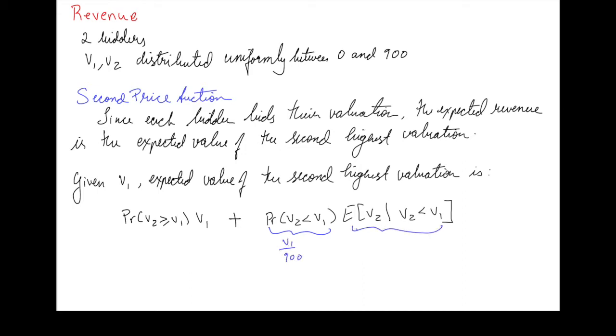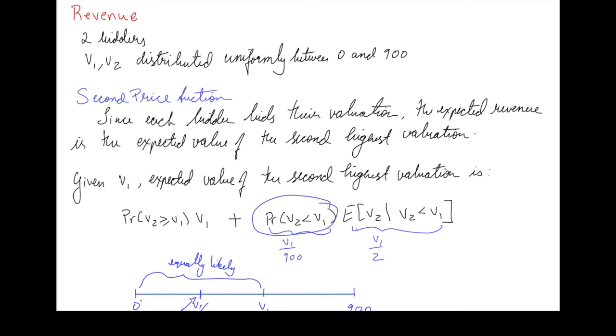Now this expectation, the expected value of V2, given that V2 is smaller than V1, turns out to be V1 over 2, half of V1. And that's because we're working with a uniform distribution. Just to make things clear, we've got 0 to 900, and if we had some V1, but we know that V2 is smaller than V1, so if all of these numbers are equally likely, the average of those is just going to be the midpoint, V1 over 2. And that's why the expected value of V2, conditional on V2 being smaller than V1, is V1 over 2. Given that this probability is V1 over 900, this probability is just 1 minus that. So this thing is 1 minus V1 over 900.